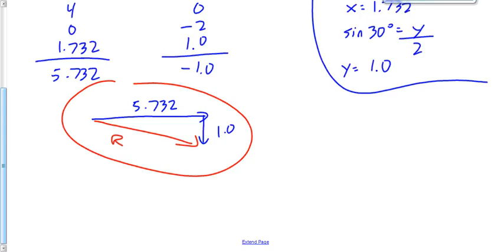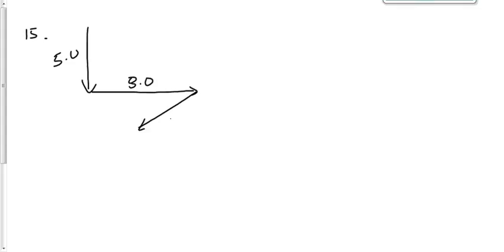All right, we have a couple questions for homework. I want to take a look at 2 of those questions now. The first one I want to look at is number 15, and the second one I want to look at is number 16. Number 15 says, we got 3 vectors here. We got a vector downwards that has a value of 5.0 meters. We have a vector to the right that has a length of 8.0 meters, and we have 5.0 meters here at 30 degrees.